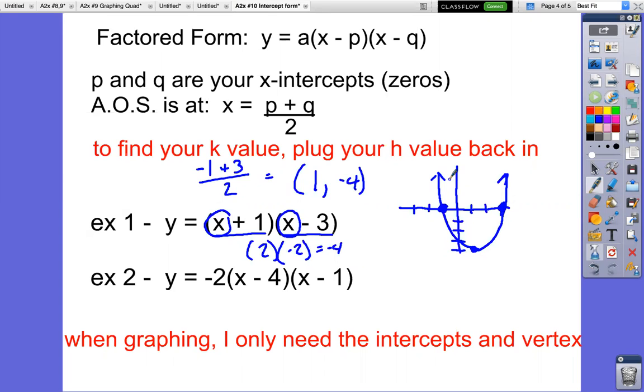Oh boy, number 2, that looks fun. Take a second and try number 2 on your own.